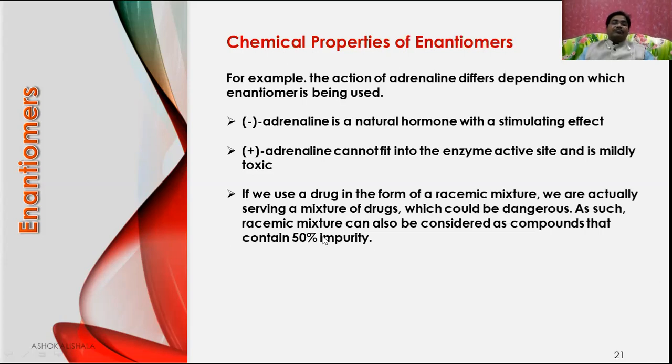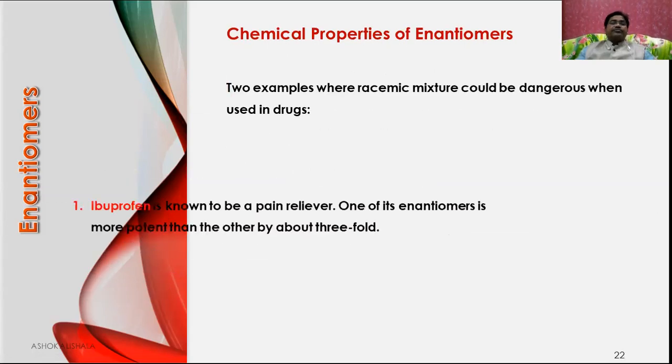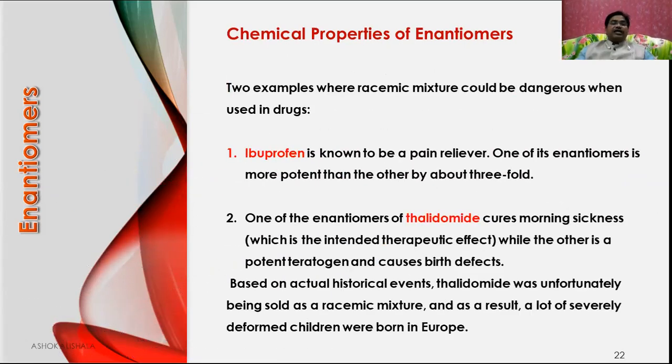As such, a racemic mixture can also be considered as a compound that contains 50% impurity, and if it is an impurity, it does not serve our needs. We can discuss two examples where a racemic mixture could be dangerous when used in drugs. Ibuprofen, you know, is a pain reliever or painkiller. One of its enantiomers is more potent than the other by about threefold. One will work normally, the other will work three times greater.